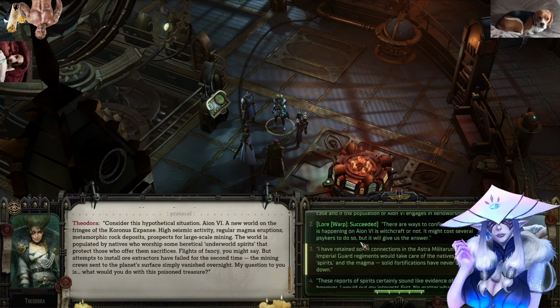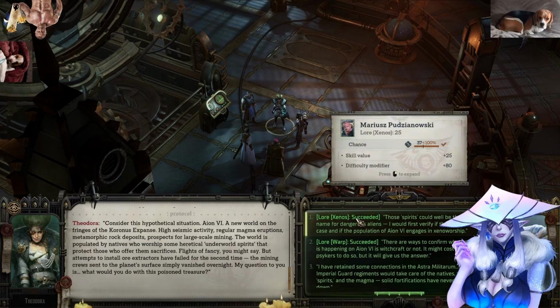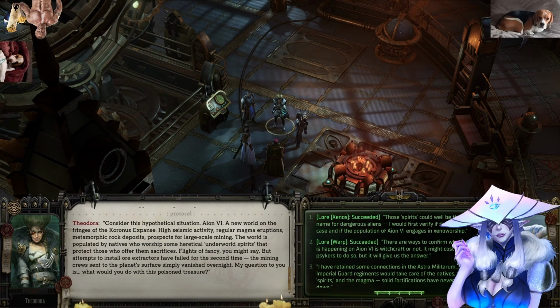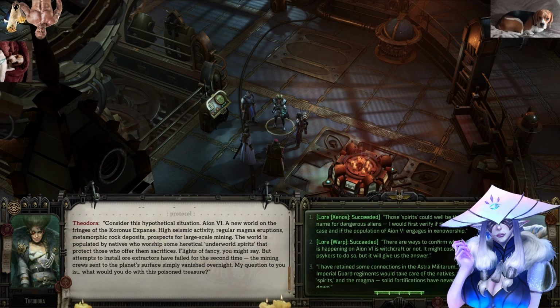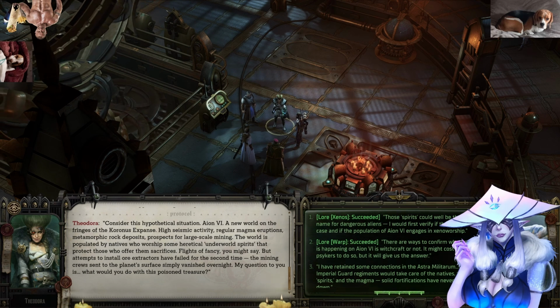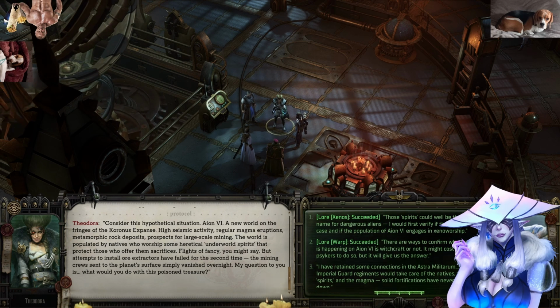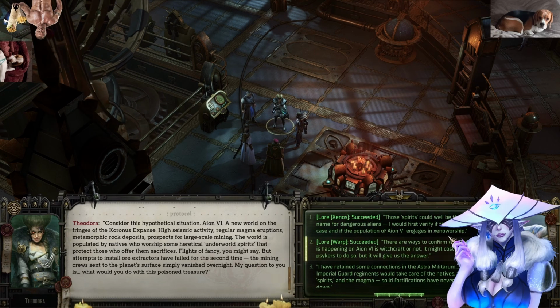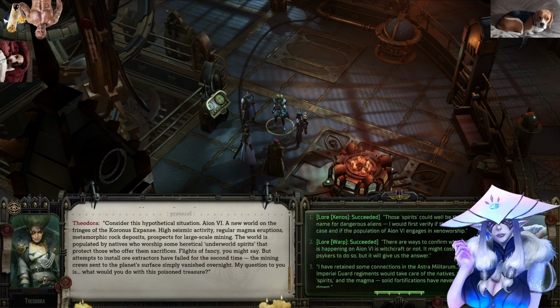Well, what options do we have? Lore Xenos. Pudzian knows his Xeno lore. Those spirits could well be the natives' name for dangerous aliens, but first verify if that is indeed the case and if the population of Aeon 6 engages in Xeno worship.